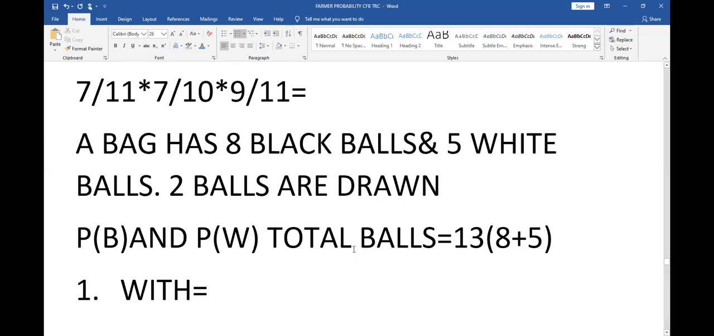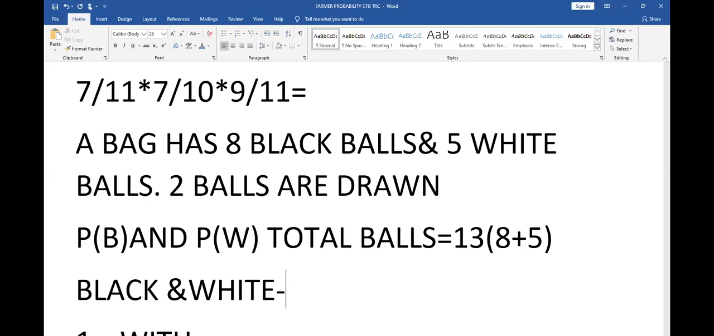Now, with replacing the balls means that if I have 8 black balls and 5 white balls, total number of balls is 13. That is 8 black balls plus 5 white balls. Total number of balls is 13. With replacement means, for example, I want to pick a black, because now here I've been told I pick a black and a white. Black and white.